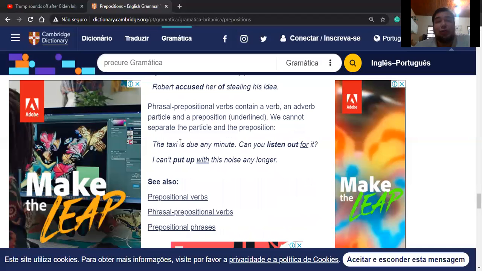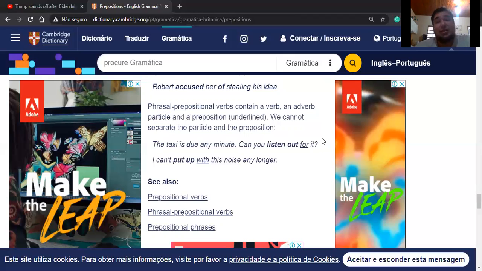Phrasal prepositional verbs contain a verb, an adverb particle, and a preposition. The preposition here is underlined. We cannot separate the particle and the preposition. Agora, mais uma coisa você tem que estudar, ó. Tem o noun phrase, tem várias coisas sobre os prepositions aqui. Agora tem particle, outra parte da gramática que tem que estudar separadamente desse artigo aqui.